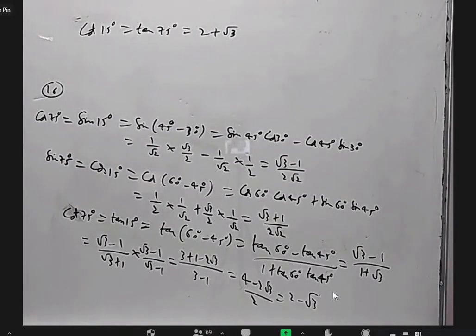Even 22 by 7 is not the real value of pi, right? Pi is an irrational number, a non-terminating, non-repeating decimal. It cannot be written as a rational number. 3.14 is an approximation, 22 by 7 is an approximation. There may be some other approximation.